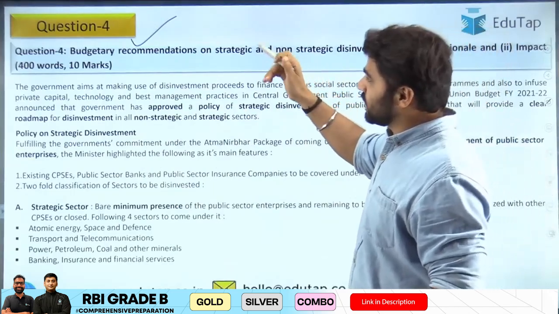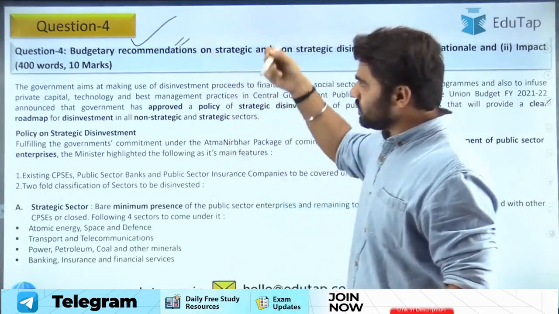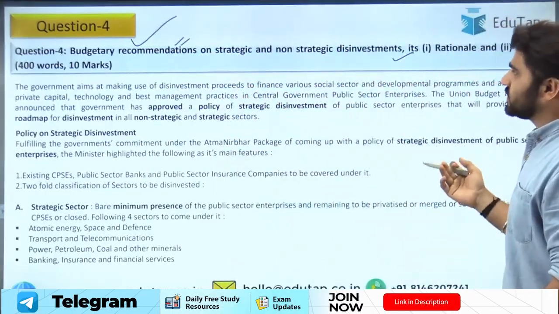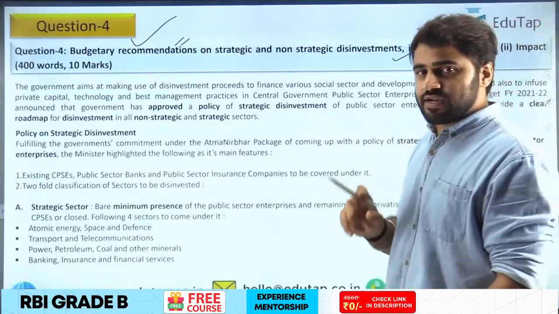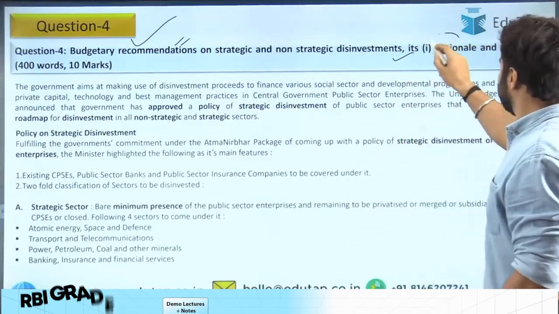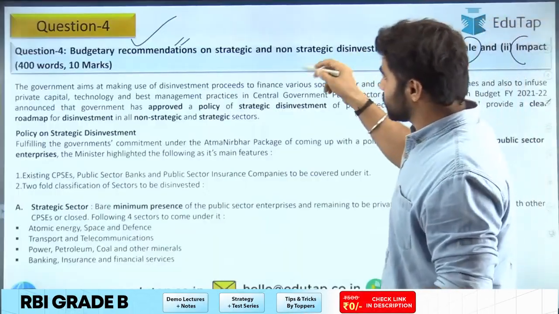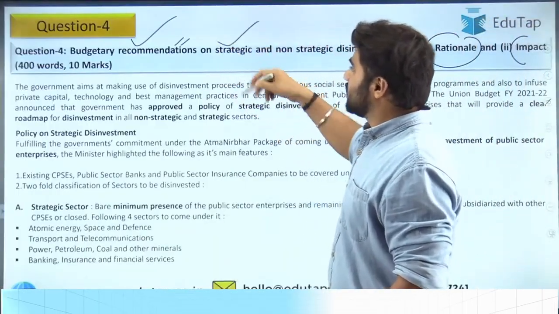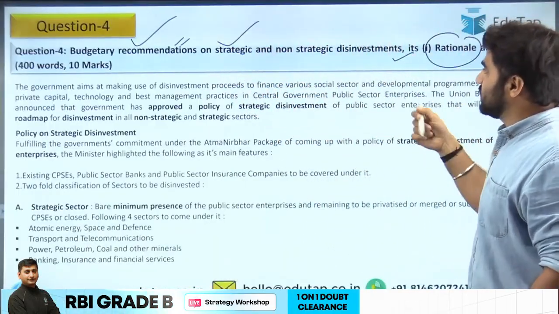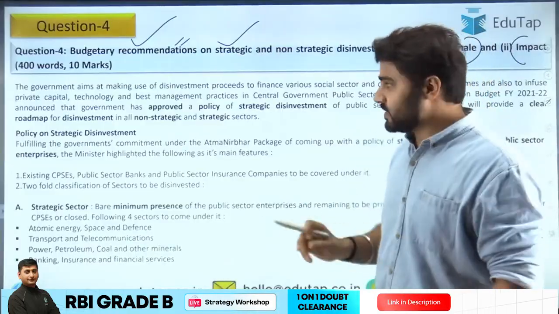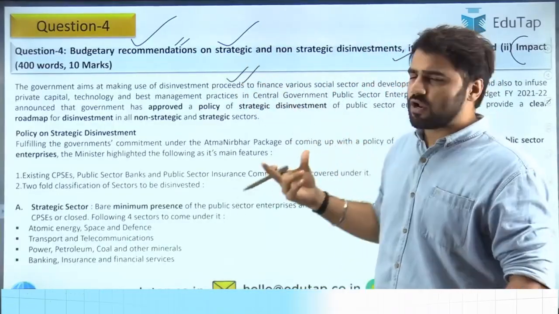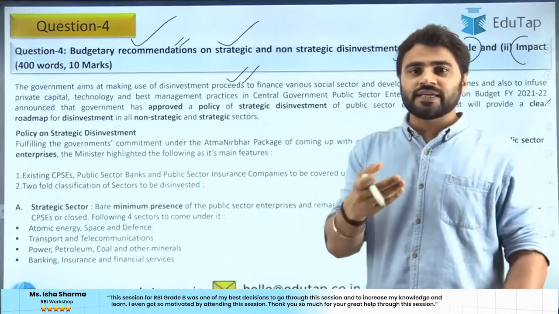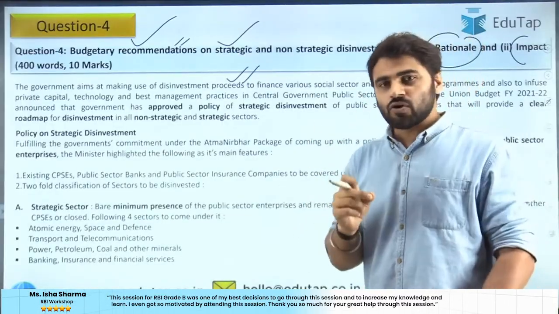So this question is completely current oriented. That is budgetary recommendations on strategic and non-strategic disinvestment, and you have to remember the keyword here. And what is the keyword? The keyword is rationale and impact. Impact of what? The strategic and non-strategic disinvestments, right friends? So here you can see that here you can easily introduce about the policy of disinvestment by the government in the sector of strategic as well as non-strategic, right?